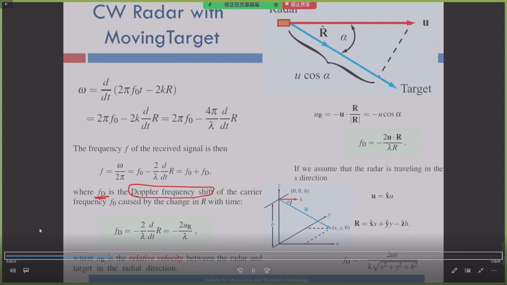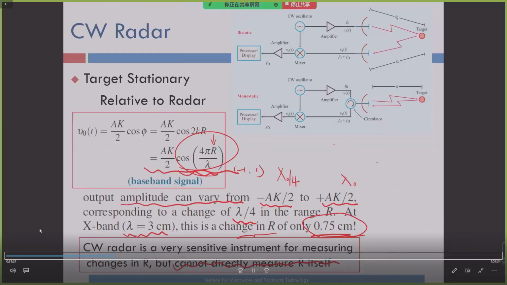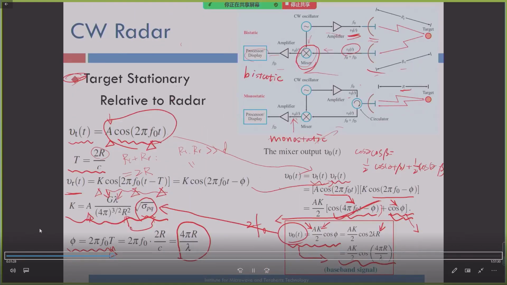So here, if we want to see how the CW system moves, the instantaneous frequency of the sine wave is the time derivative of the argument of the sine wave, right? So previously, we know that the phase component of the received signal V is like this term, right? This term. So this is 2π(f naught t minus f naught R divided by C), right?